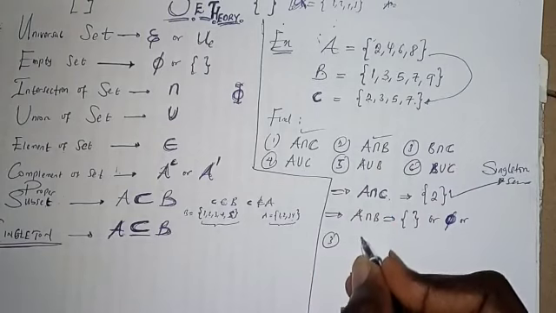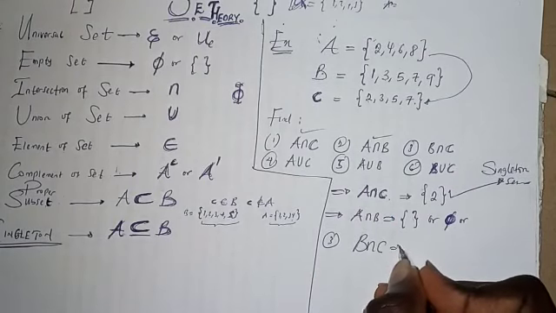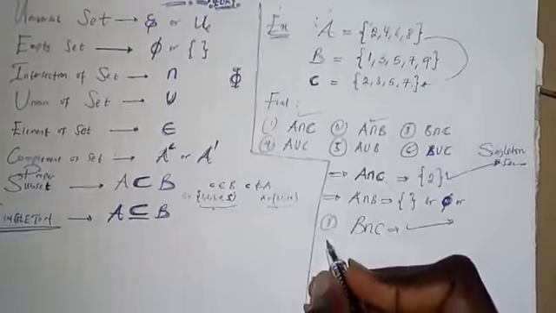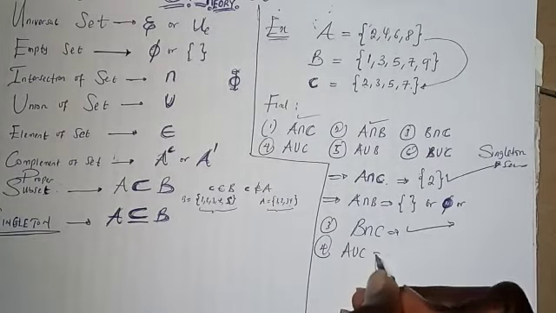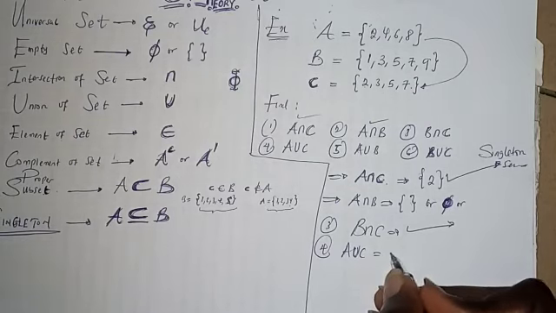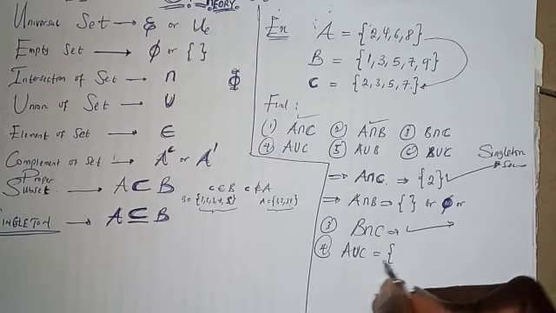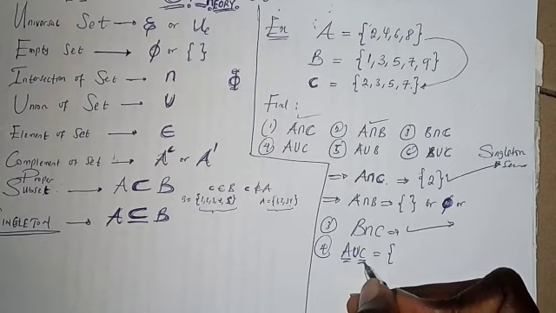Then the third one is B intersection C. So I can leave that for you. You can try that yourself. Then the fourth question says find A union C. A union C simply means write out all the elements that exist in both A and C without repetition.